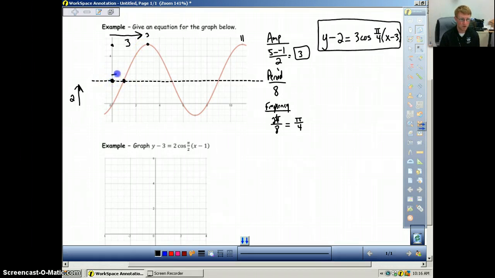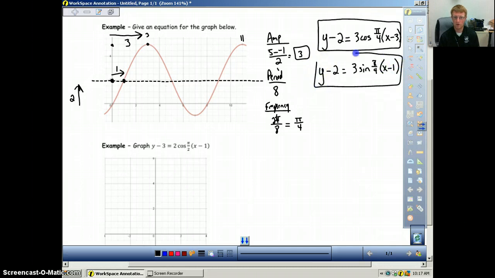So therefore our shift here for our sine function is only 1. Everything else is the exact same for our sine function. The only thing that's different is the horizontal shift. So instead of it being -3, it's just going to be -1. And that's the sine function. So both of those are the functions for this graph.